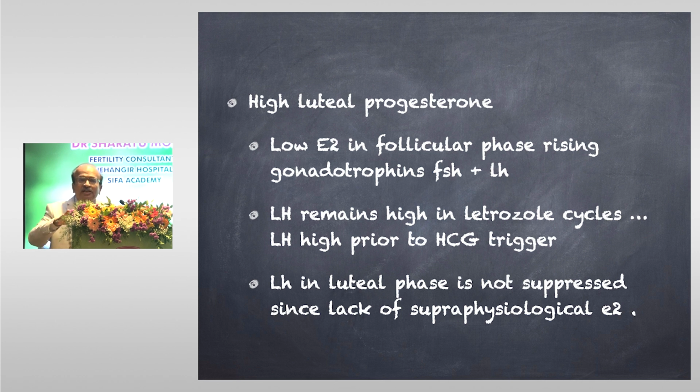With letrozole therapy, a very low estradiol level is maintained in the follicular phase. Because of low estrogen, there will be high FSH, but high LH also. Suppose the patient comes to you on day 9 and I do an LH level in a letrozole cycle, LH will be 10, 12. Because it accumulates, because you have given letrozole.